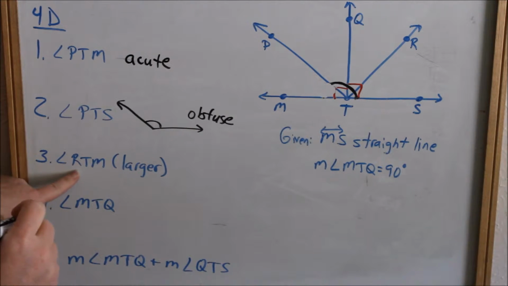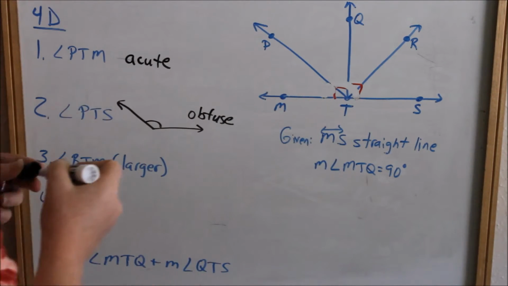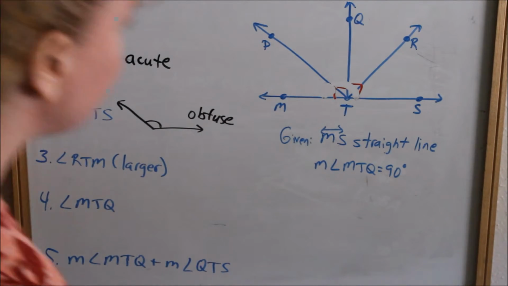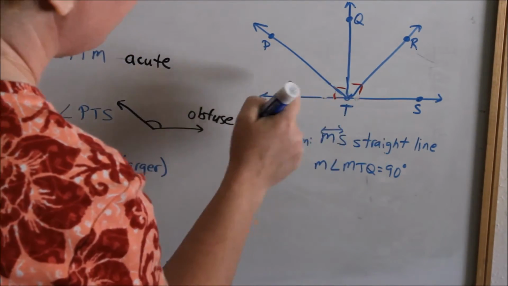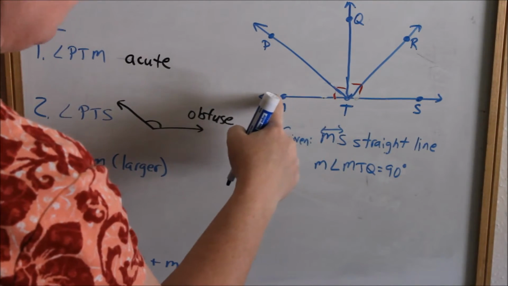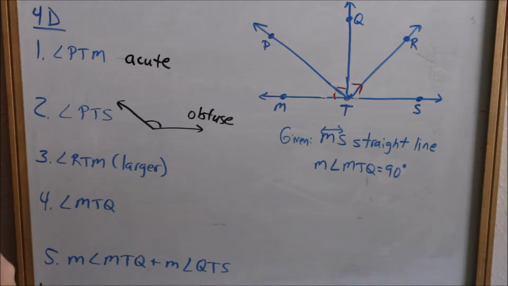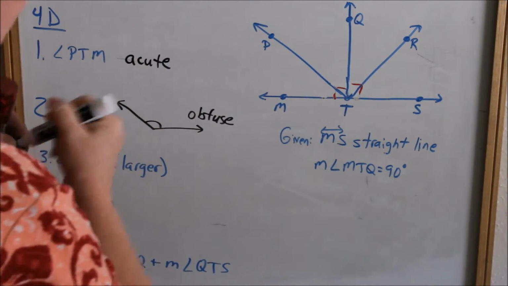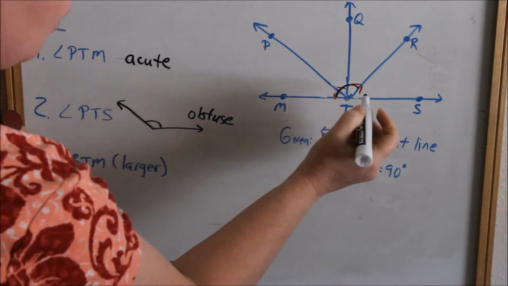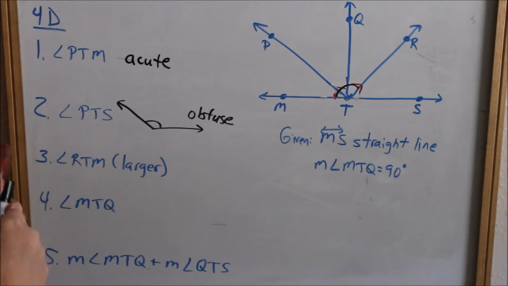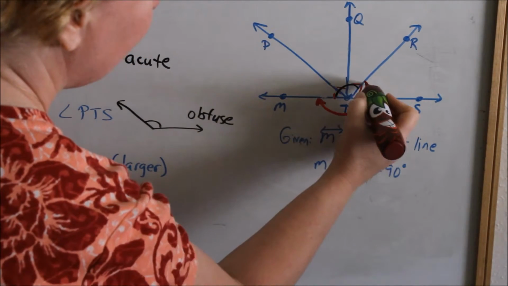Now number 3 says we're looking at angle RTM, but we want to look at the larger angle. We're looking at the larger of the two. So looking at RTM, we're not looking at the smaller angle. The smaller one would be that black line there, but we're not looking at that one. We want to look at this red area, RTM. We're looking at that angle.